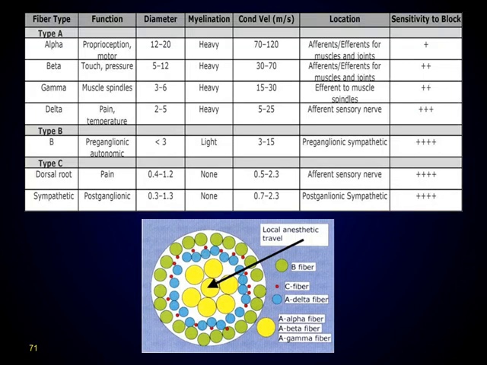Now, let's take a look at this and go over it one more time. This is the second time this slide has shown up in this short period. This concept probably is important. So if I were you, I would definitely know this top chart and be able to relate it to the bottom. So let's look at our B fiber. Our B fibers are our preganglionic autonomic nerve fibers. They have some myelin. They're fairly fast. But look at the sensitivity to block. It has four pluses. It's very sensitive to block because it's on the outside and it's lightly myelinated. That means the nodes are a little bit closer together. It's a smaller nerve, right? So what will happen when you block this nerve? The B fiber.